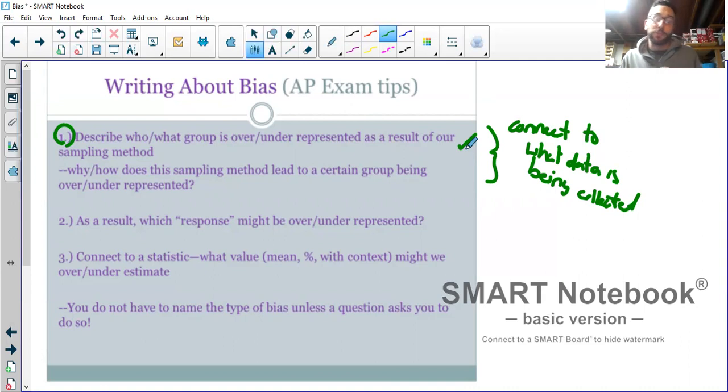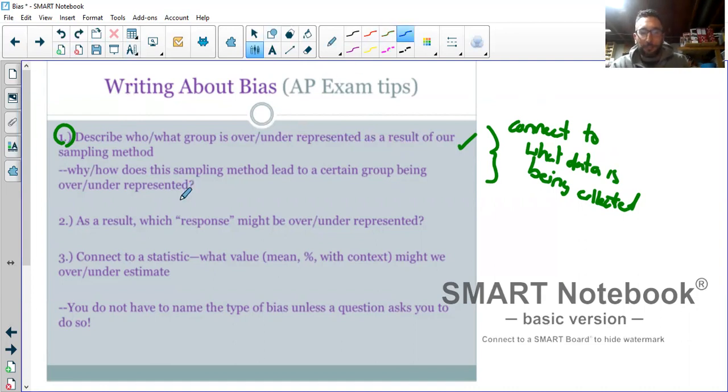So I want to make sure I don't overrepresent first-class passengers or underrepresent coach passengers, right? I want proportional representation of each. So we always want to connect that who's underrepresented in relation to what data we're collecting, what we're measuring, our response variable.